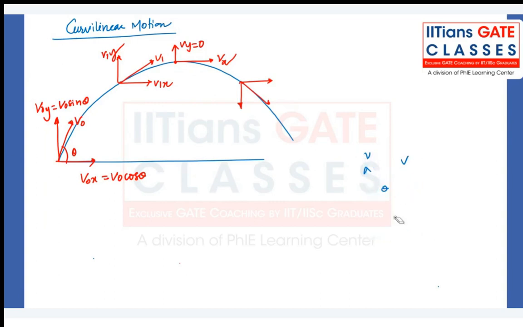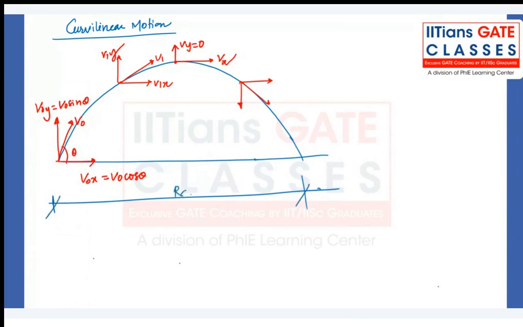Are you following? Okay, good. So from the curvilinear motion point of view, what you should know is at what angle you'll get the maximum range. So basically some concepts you should know. So let's say, okay, this is range. This is Hmax. So what you should know is theta for max range. You should also know how to calculate the range of the projectile motion, how to calculate Hmax, which means the maximum height the projectile can reach.